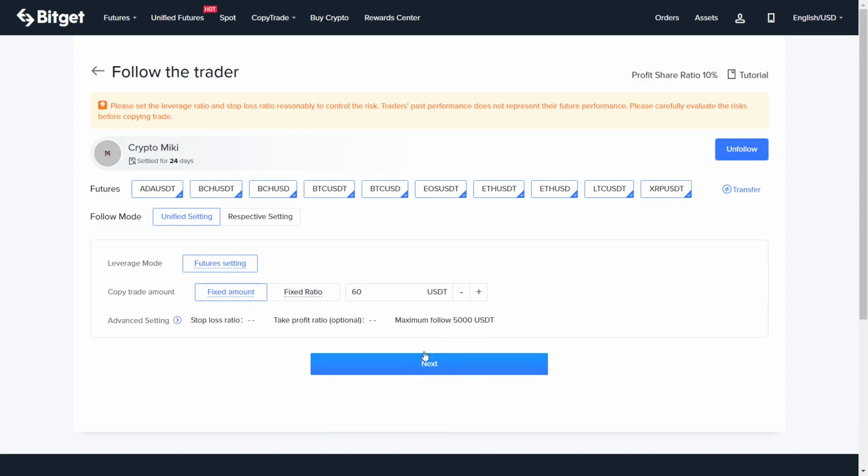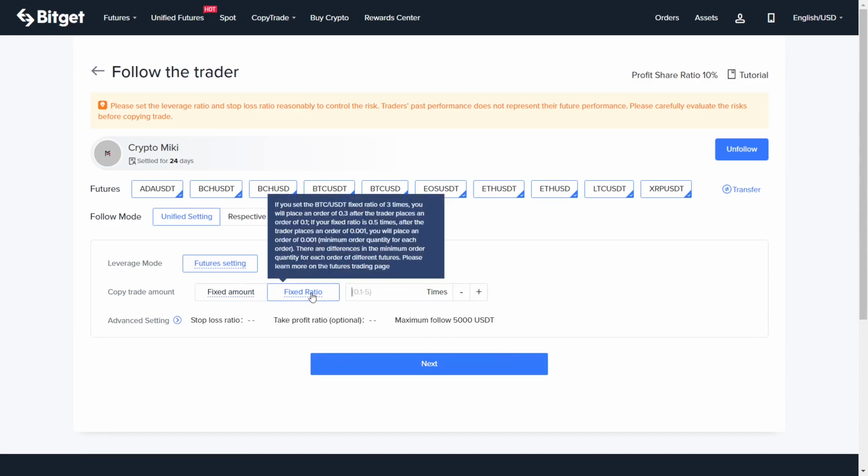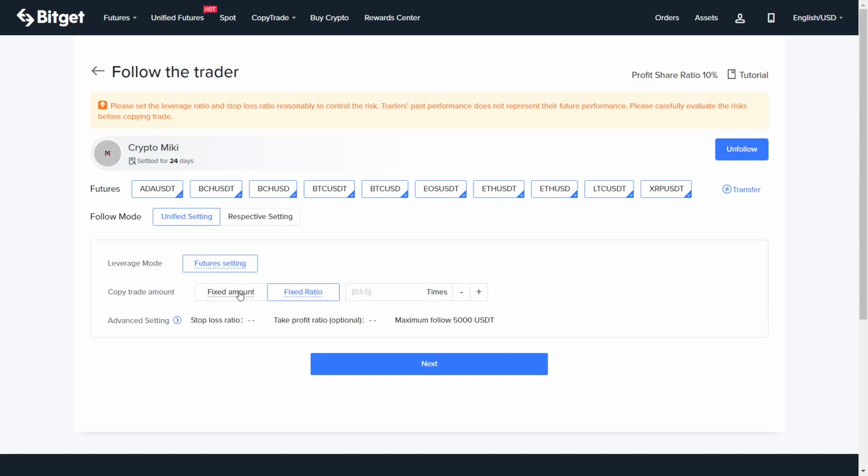You could make it 50, you can make it 100. So now we're not buying contracts, we're just buying amounts. So since I have 100 in here, I guess I would maybe put every time I trade and enter amount, you could put 50, right? Or if you want to put a fixed ratio, you could put a fixed ratio of a certain percentage of your portfolio that you want to put in. But for now, we're just going to put 50 USDT. So every time I enter a trade, it's going to enter 50 USDT for you.